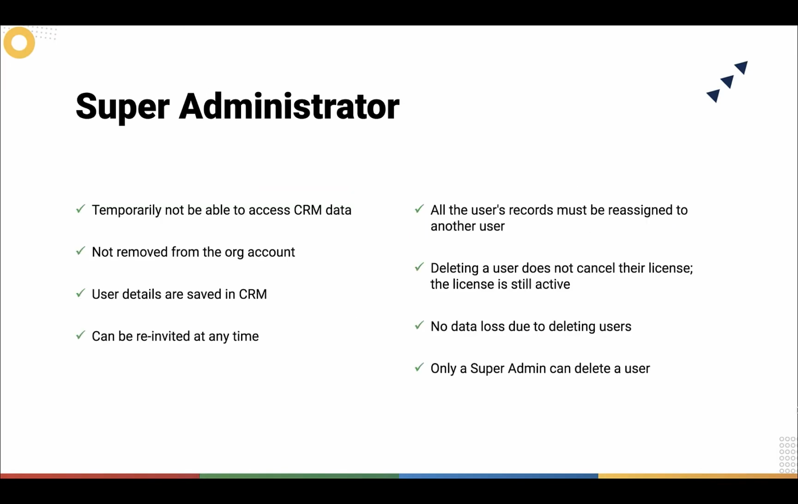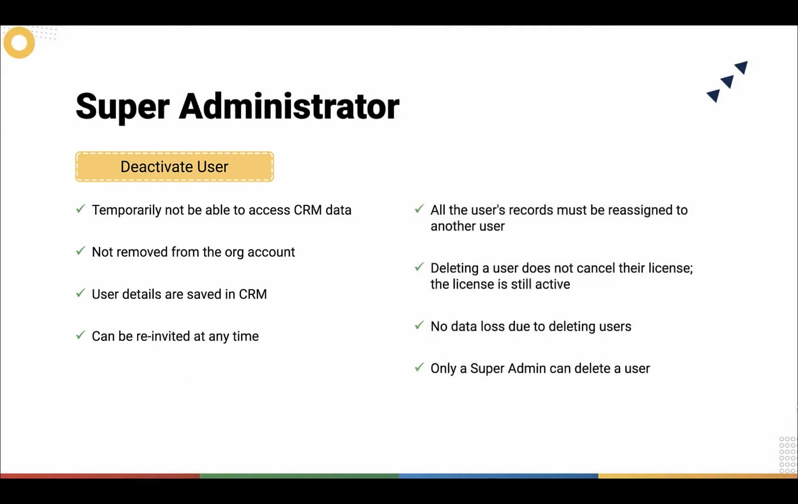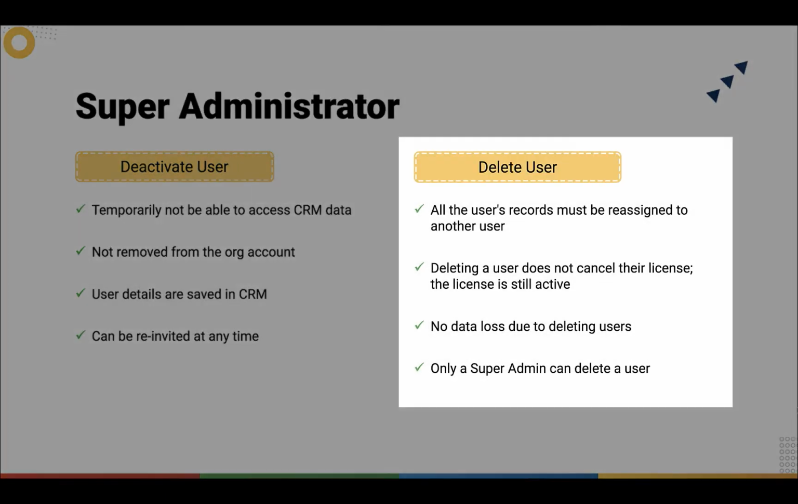At any point, you can deactivate or delete a user. If you deactivate a user, they'll temporarily not be able to access CRM data. However, their user details and license are all still saved inside CRM. Once you reactivate them, they are back into the picture. On the other hand, if you delete a user, note that the data of that user is reassigned to another user before you can delete them. Even after deleting a user, their user license is still active. There's going to be no data loss because of user deletion, and only the super administrator can delete a user.